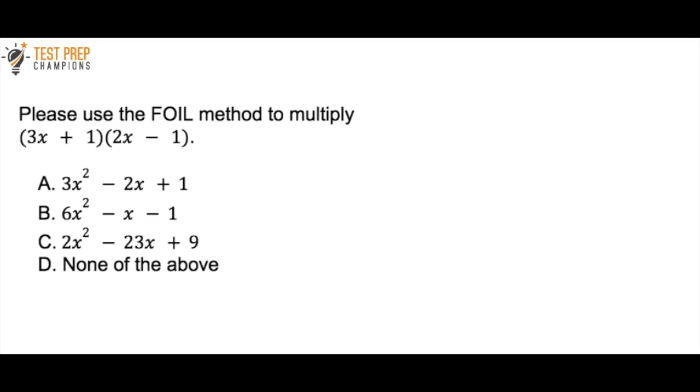Please use the FOIL method to multiply 3x plus 1, 2x minus 1, and you have answer choices A, B, C, and D. So now's your chance, if you'd like to pause the video and give this one a shot. And if you haven't had a chance to review the FOIL method yet, absolutely no worries, because we're just going to go over it. I know that everyone watching this is going to be at a different spot with their studying, so I'm just going to talk about what you need to know now.